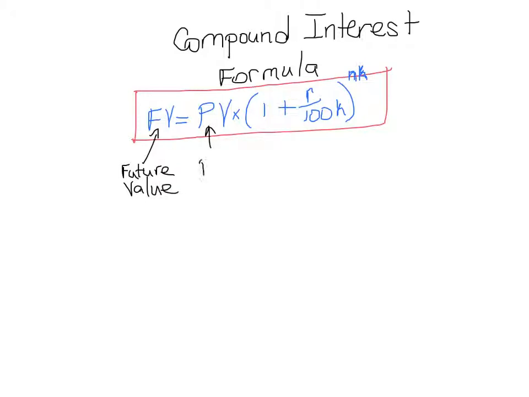PV is present value. That's what you have at the very start. R is the percent interest per year, not to be confused with the common ratio in geometric sequences, which we just did. So in this case, R is the percent interest per year.